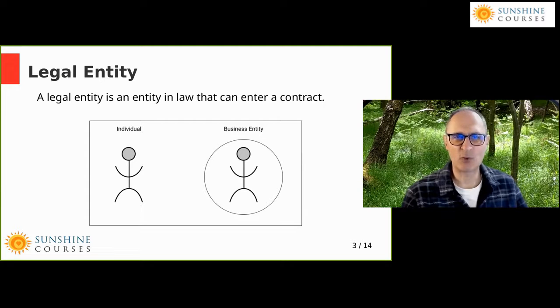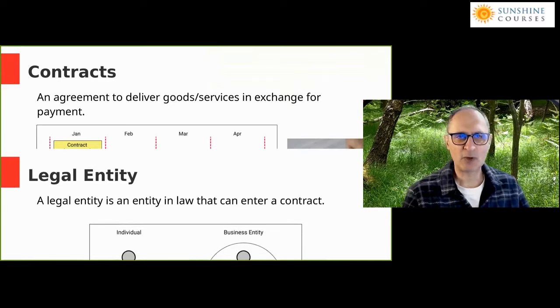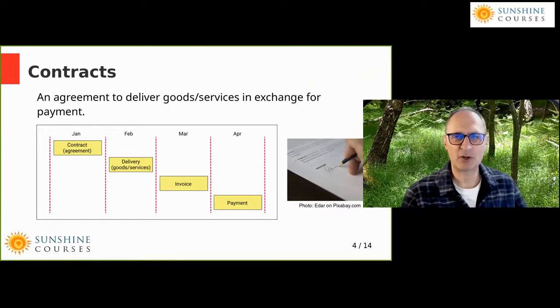If you enter a contract with a government entity or an institution, you can enforce that institution to pay for goods that you sold to it, just as they can sue you to honor your obligations to them. So a legal entity is any entity that can enter into a contract. And it's worth distinguishing individuals from the business entity. Generally, when we're doing accounting, we're accounting for the business entity. Now, I want to talk a little bit about contracts, because contracts have such an important role in the timing of accounting.